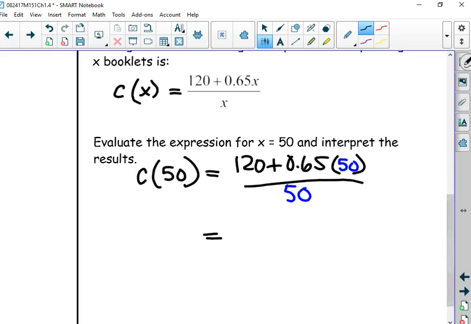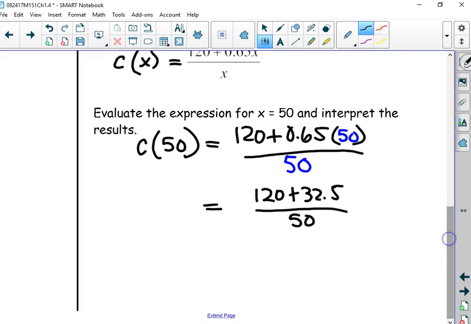Okay, 0.65 times 50, it looks like it's 32.5. So 120 plus 32.5 over 50. You don't have to show the work on the quiz. They're just looking for an answer. I just want to make it clear how I got my answer. The numerator goes to 152.5. When I divide that by 50, I get 3.05.